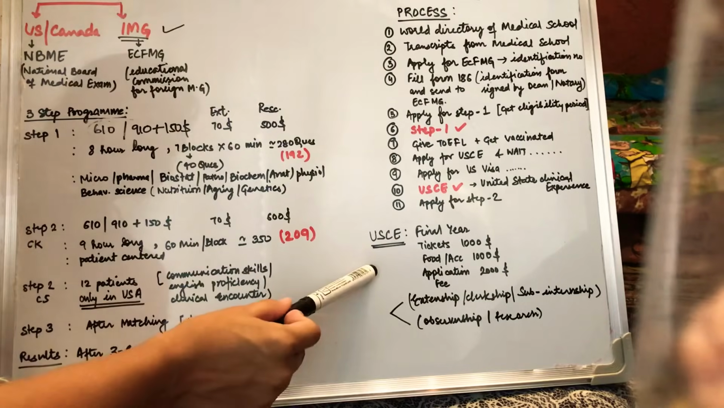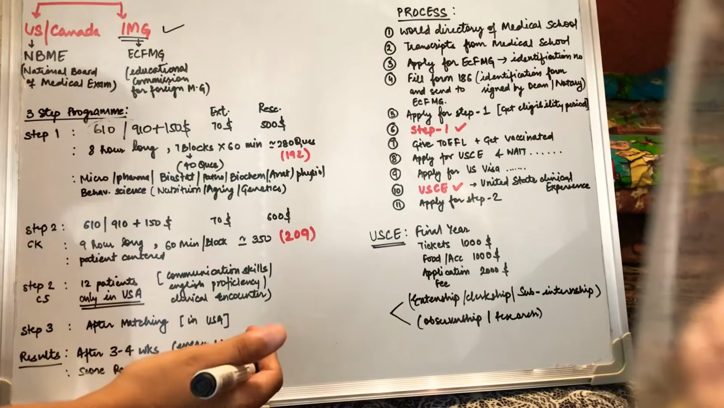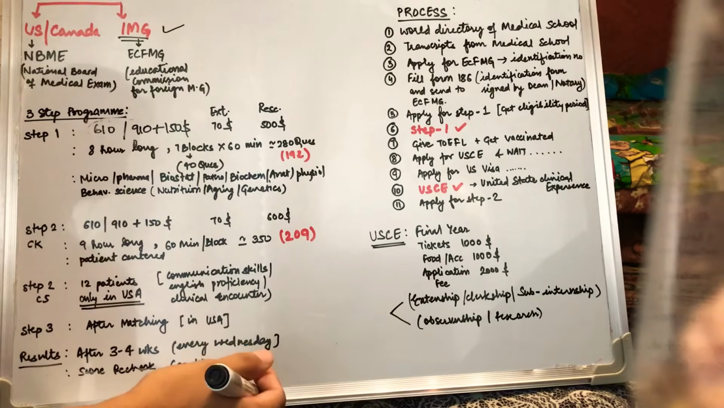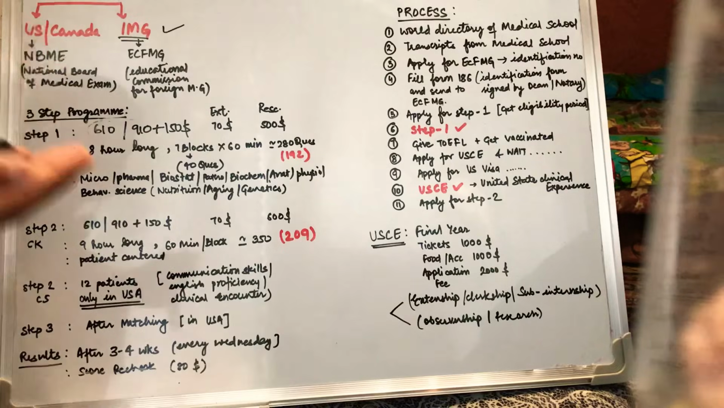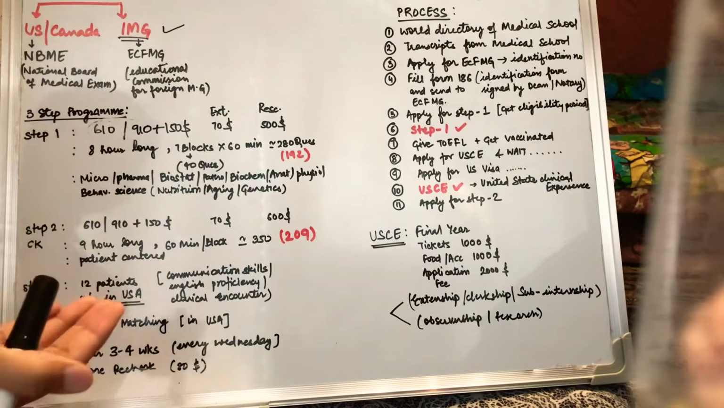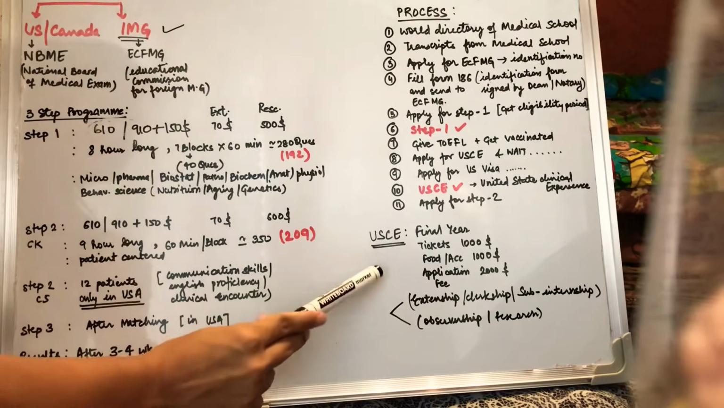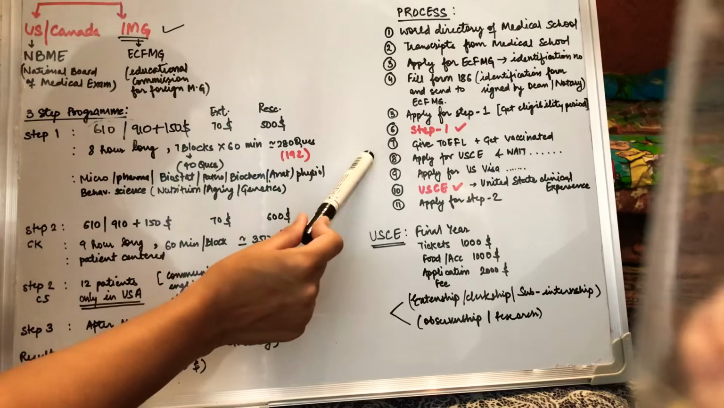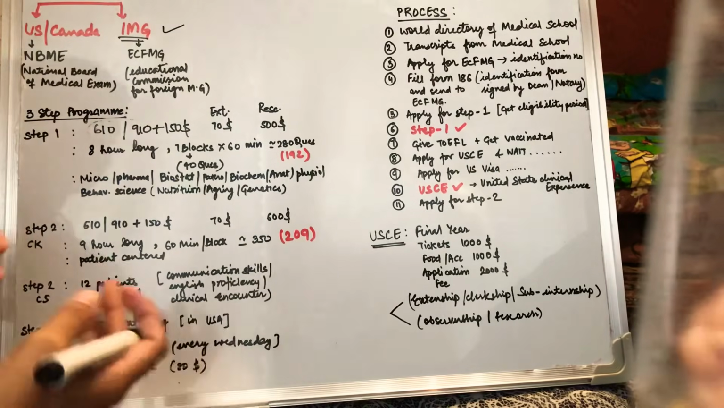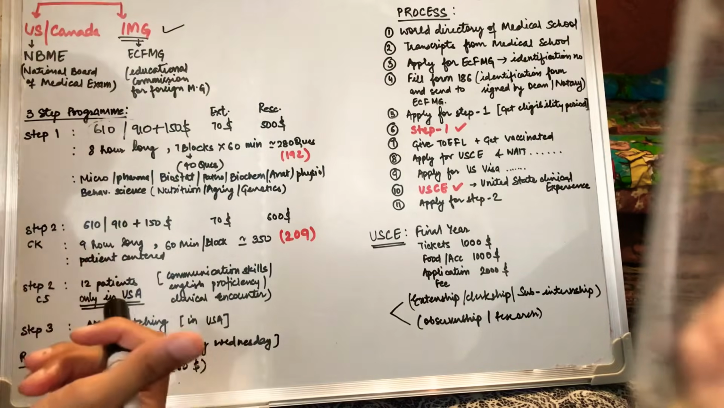So you should keep in mind that USCE can only be taken in the final year. In Ukraine, in 6th year, you must go to the USA. For Indians, you must go after your 4th year or during internship. So this must be taken in the final year. You will apply for USCE. I'll have another video which will explain this in detail. And you'll wait for your application to get accepted.